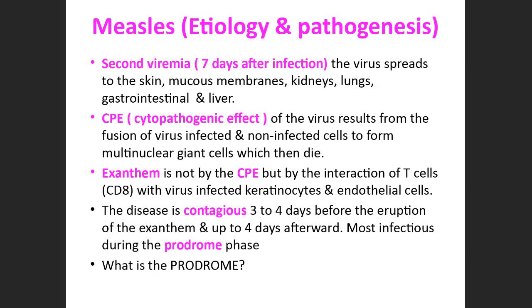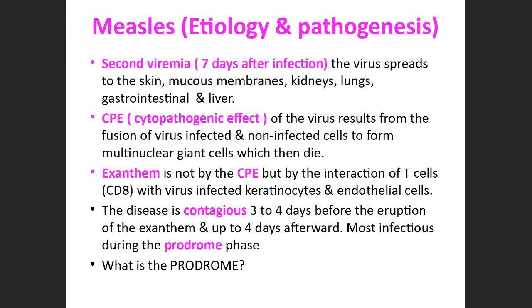Cytopathogenic effect is a specific effect exhibited by the virus. It is a very characteristic feature of viruses. In CPE, what happens? The fusion of virus infected and non-infected cells occurs. They all fuse, they all club together to form multinucleated giant cells, and later on these cells get killed. So this is a characteristic feature of virus.